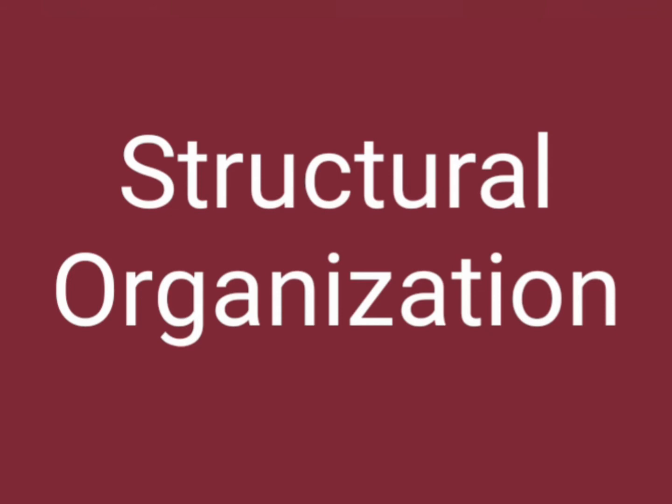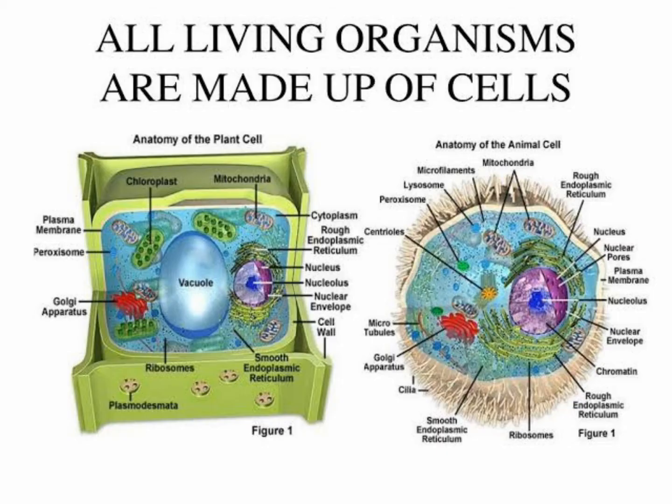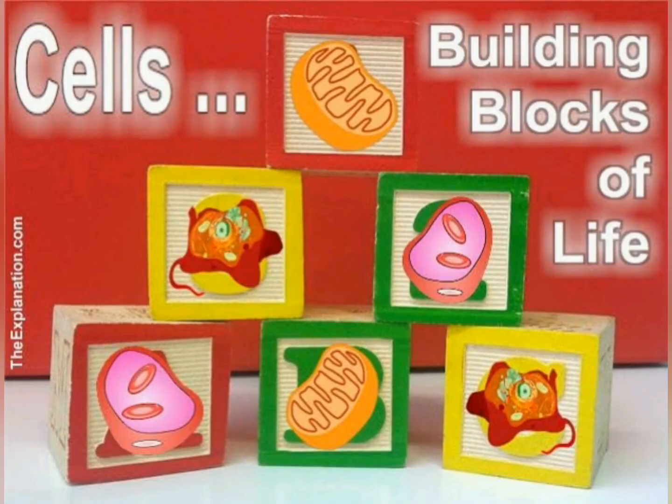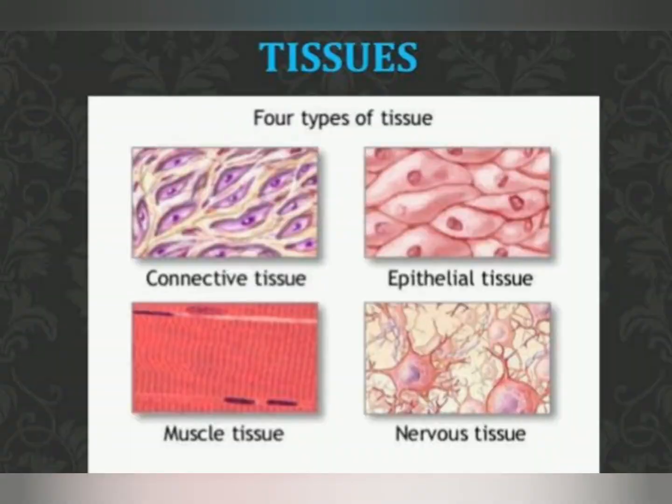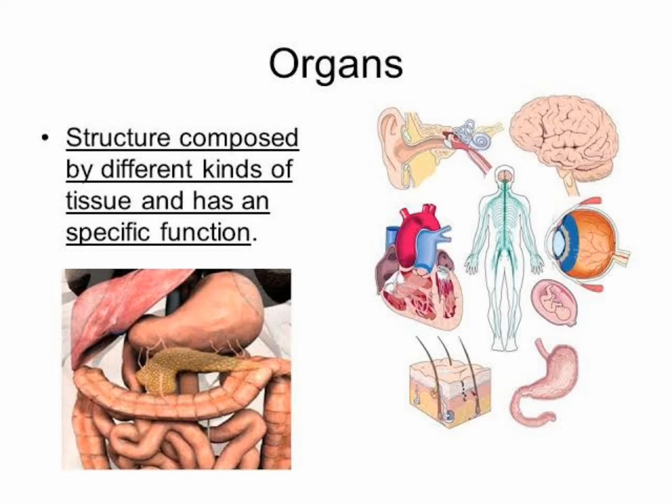Structural organization. All living things are made up of cells. Life begins from these cells. What are cells? A cell is the smallest living structure that is able to function independently. A group of similar cells that perform particular function form a tissue. A group of tissues performing particular function in the body form an organ like heart, kidney, etc.